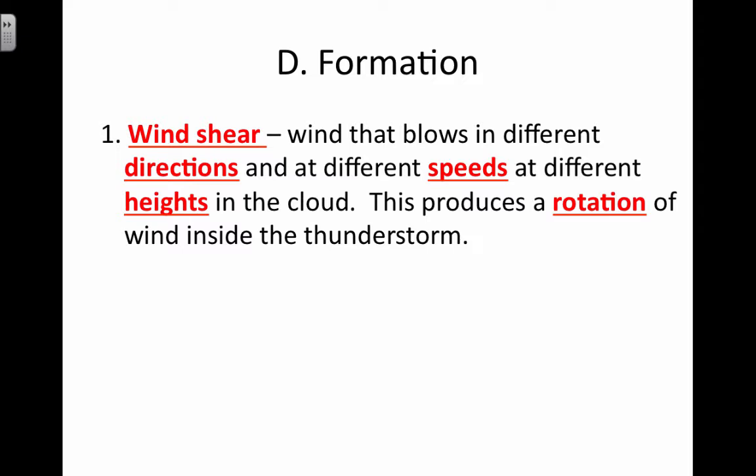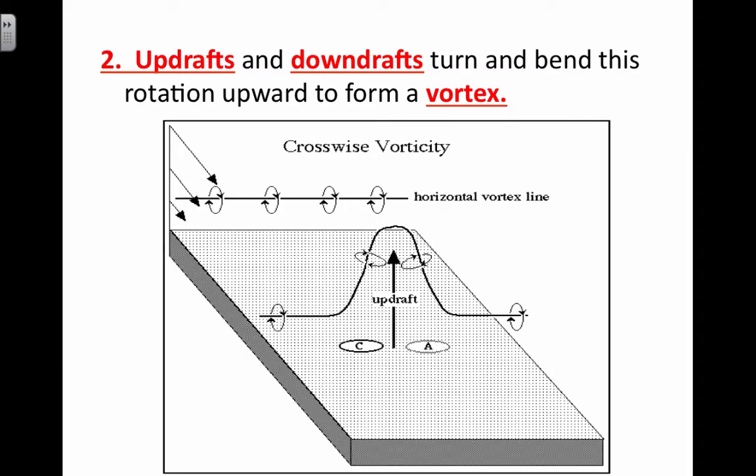The formation: we have what's called a wind shear, and the wind is going to blow in different directions and at different speeds. It also is at different heights. And this is going to produce a rotation of the wind inside the thunderstorm. So nothing is even showing yet. This is all within the cloud. If you have a really strong updraft or downdraft, this can turn what we call the vortex, that rotation, and it can actually pop that tornado out of the cloud.